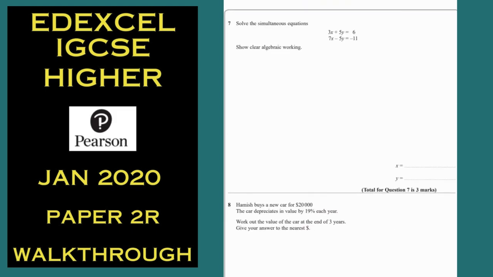Number 7. Another bog standard one. As easy as it comes, really, because you've got a 5 in front of the y.